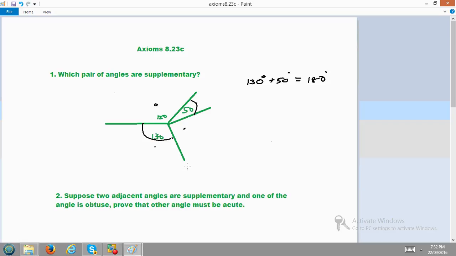Which pair, it says. So we'll find what this is. We know the entire total is 360. These two are 180, so these two are also 180. This angle is 60. So the other pair is 120 plus 60, which is equal to 180.